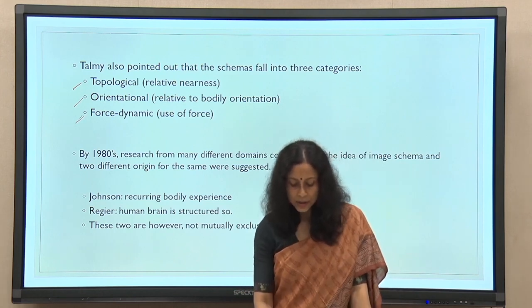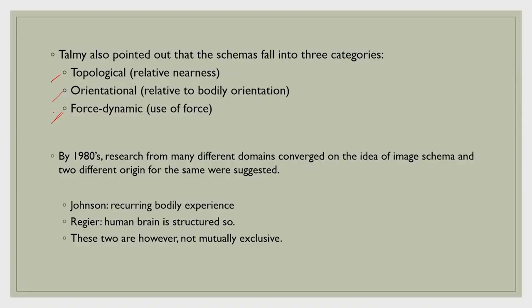And then there is also a third kind of image schema, which is dependent on force; he calls it force dynamics. So, force dynamics is also a very important and crucial category of schema. Largely, most of the image schemas with respect to motion verbs and spatial terms will fall into any of these three, or sometimes a combination of many of these. So, this is the background.